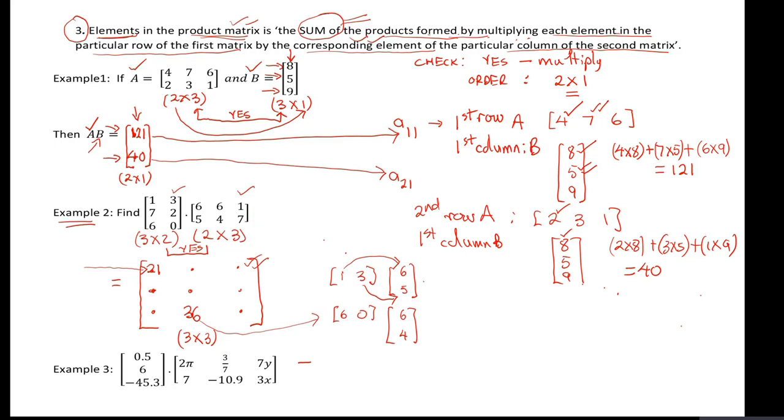1 times 1 is 1. 3 times 7 is 21. 21 plus 1, 22. Now, I want you to double check all the others. I'm simply going to write down all the answers and you check and ensure that you're getting the same. That one is 18. This is 52. This is 50. Second row, third column, 21. Third row, 36. And then third row, third column is 6.